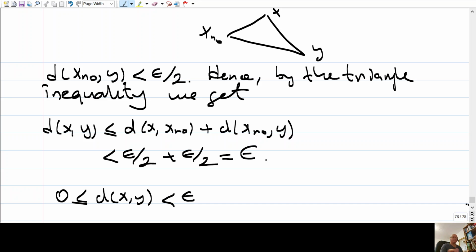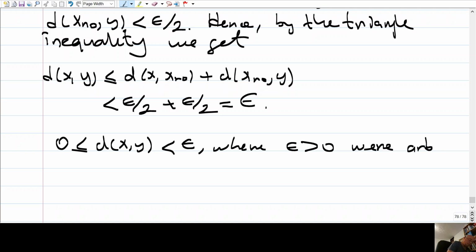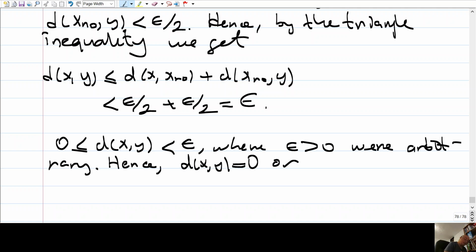What was epsilon? Epsilon was an arbitrary number. What is the real number which is non-negative and less than all positive numbers? Well, that is only 0, right? Hence d(x,y) is 0, or equivalently x equals y. And this finishes the proof. Okay?